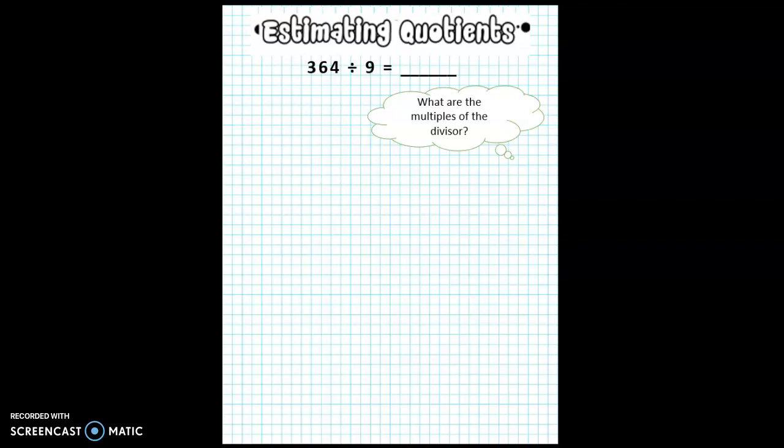First, ask yourself, what are the multiples of the divisor? I'm going to list out the multiples. Remember, those are the answers to multiplication problems you get when using the factor. So we are going to list the multiples of 9. And since our dividend is 364, I'm going to list the multiples between 300 and 400.